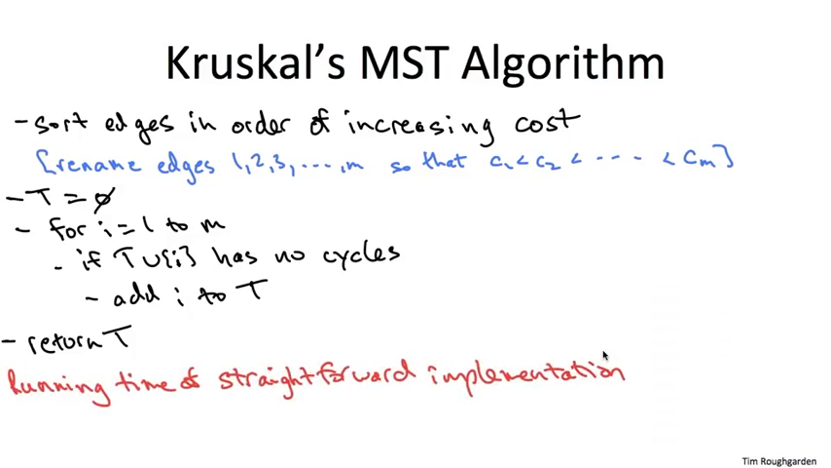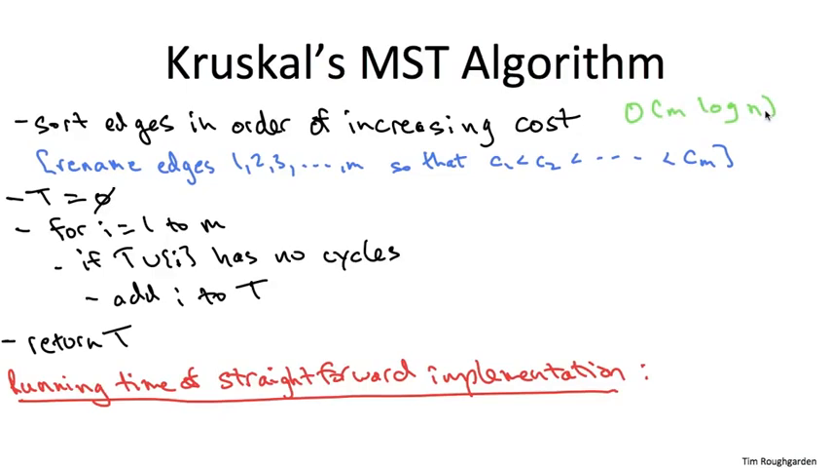So, what would be the running time of this algorithm if we just straightforwardly implement the pseudocode on this slide? Well, so let's just consider the algorithm step by step. In the first step, we sort the edges. So that's going to take m log n time. Now, don't forget, whenever we're speaking about graphs, we have the convention that m denotes the number of edges and n denotes the number of vertices.